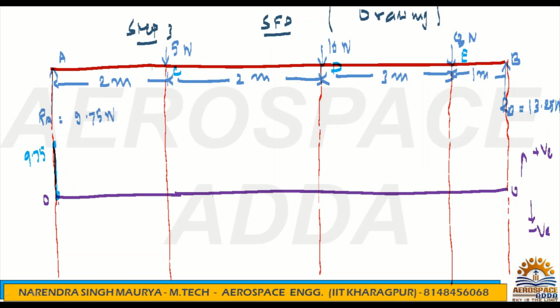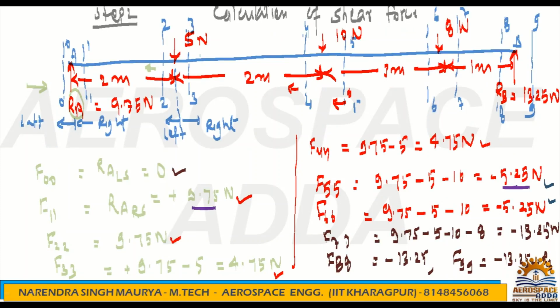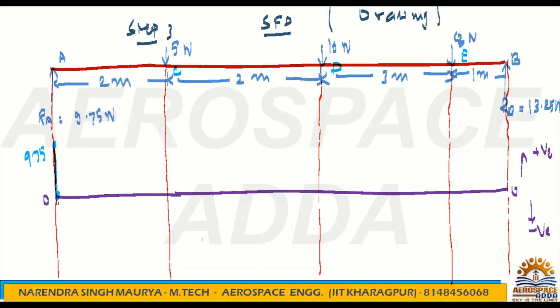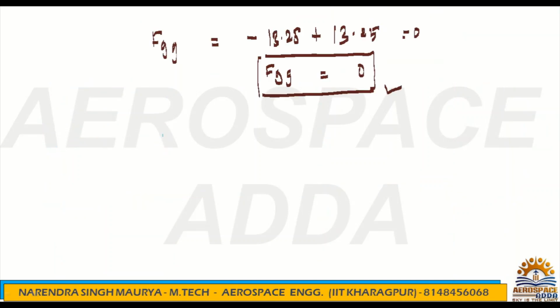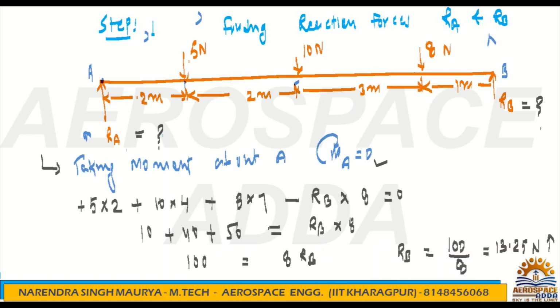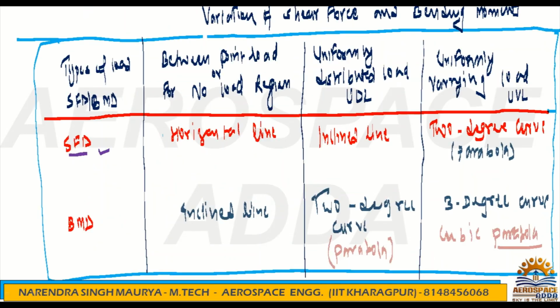Similarly, just before 5 Newton means 2-2. What is the 2-2? 9.75. So the same force you have to take, and if you see in between A and C, there is no load. A and C, there is no load, then what will be the line? Horizontal line. How would you know? You see the table. For that reason, the table has been given. For no load between point loads, you will have to draw a horizontal line for the SFD.